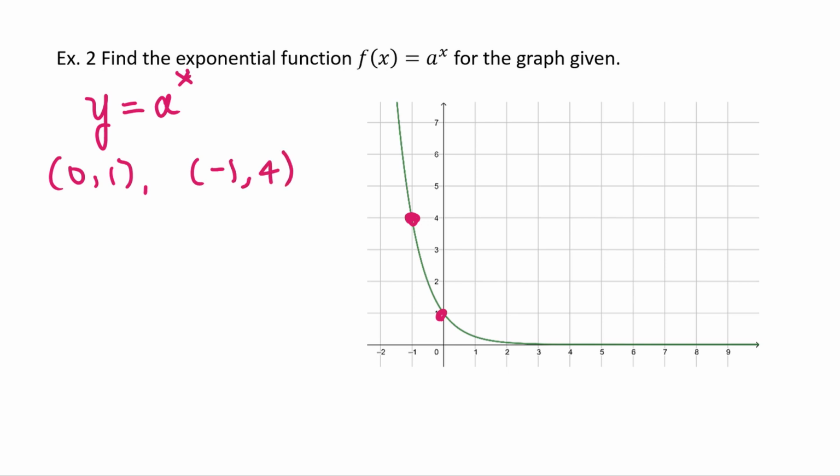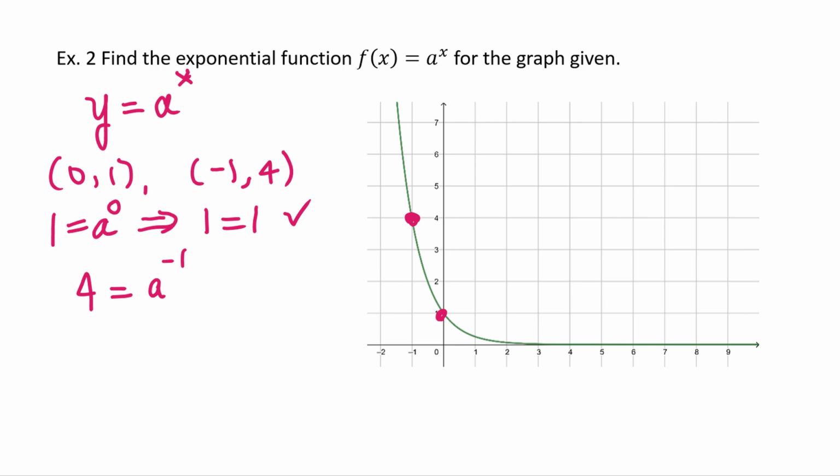Let's find a. I'll use the first ordered pair, putting in 1 for the y, and we get 1 equals a to the 0 for x, and well, a to the 0 is 1. We get 1 equals 1, which is true, and it doesn't tell us what the base a is. Let's try it with the other ordered pair. I'll put in y value, which is 4, equals a raised to the -1. That's the x value. Now we can actually solve for a.